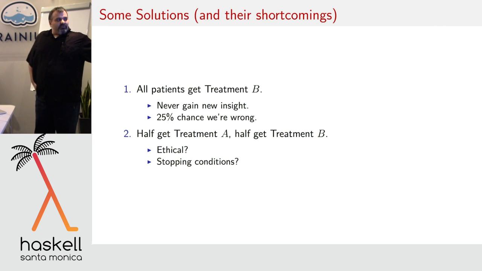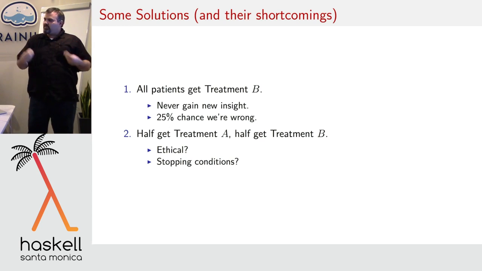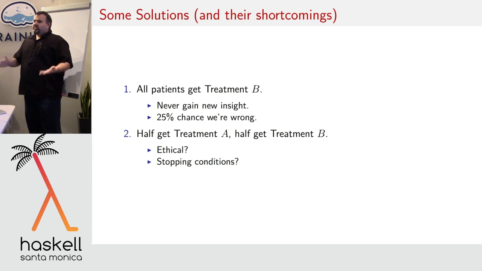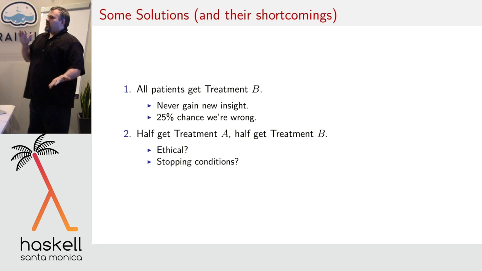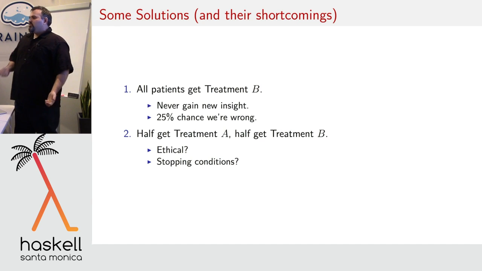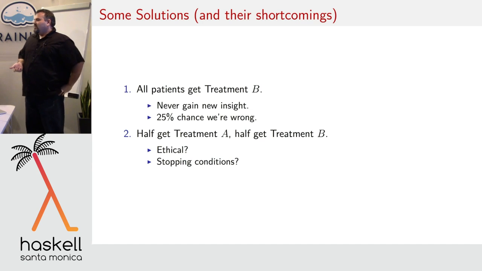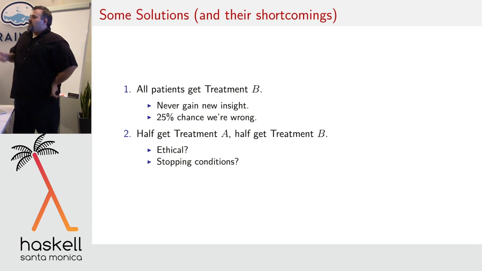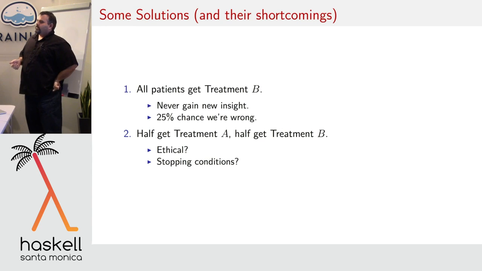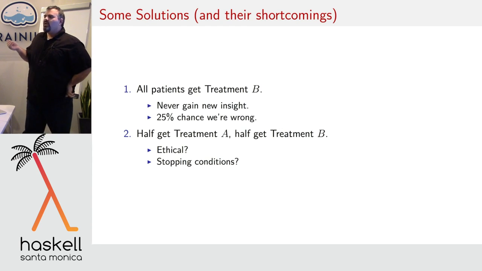Splitting people up 50-50, is this ethical? If you think that treatment B is better, shouldn't you be giving people treatment B? And when do you stop? When is your confidence high enough? Do you wait until your confidence is 90%, 95%, 99%? All of those are arbitrary numbers. Why not 99.9? Why not 80? So when do you stop?